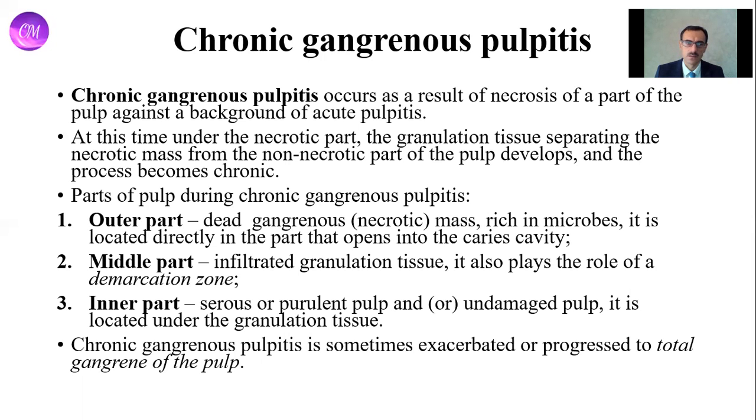There are 3 parts of the pulp during chronic gangrenous pulpitis. First, the outer part: the dead gangrenous or necrotic mass, rich in microbes. It is located directly in the part that opens into the caries cavity. Second, the middle part: infiltrated granulation tissue, which also plays the role of a demarcation zone. And the inner part: the serous or purulent pulp and or undamaged pulp, located under the granulation tissue. Chronic gangrenous pulpitis is sometimes exacerbated or progresses to total gangrene of the pulp.